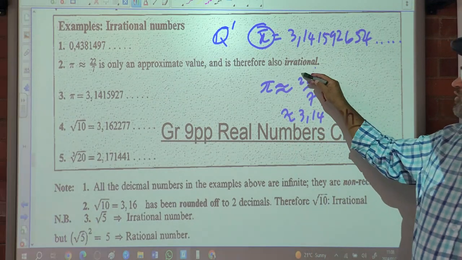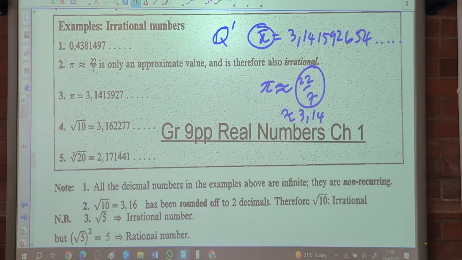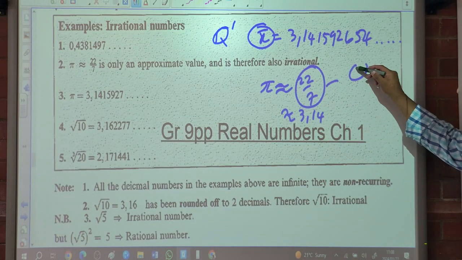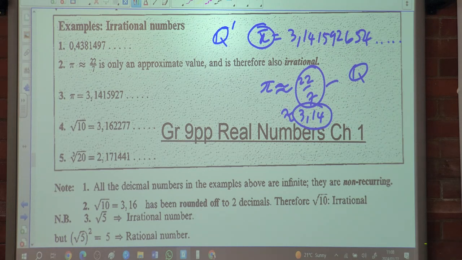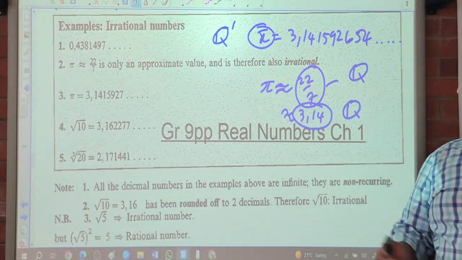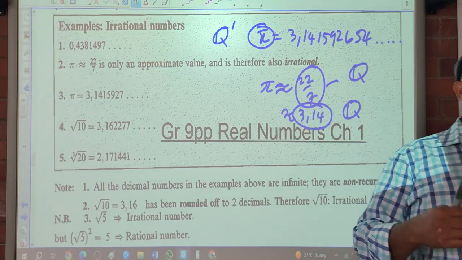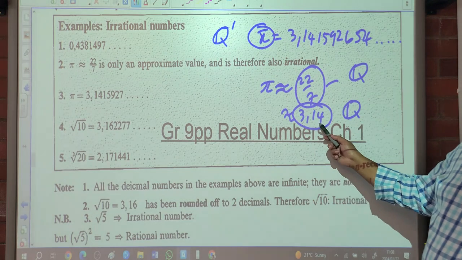But what do you notice? 22 over 7. What's 22 over 7? Rational or irrational? Is it not a fraction? So this is actually rational. 3,14. Terminating decimal. So what is that? Rational. So why do you think we let that irrational number be equal to approximately rational numbers? It is to make calculation easy for us. You guys understand? Like 3,14.